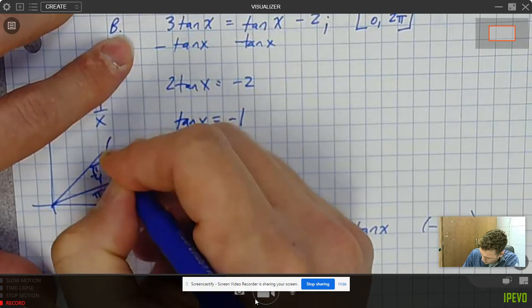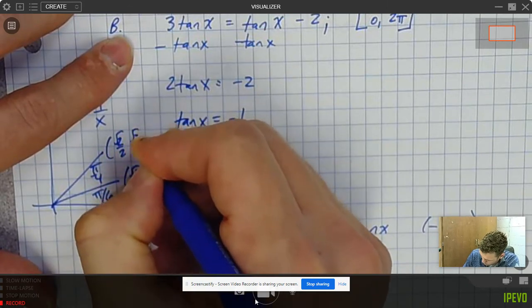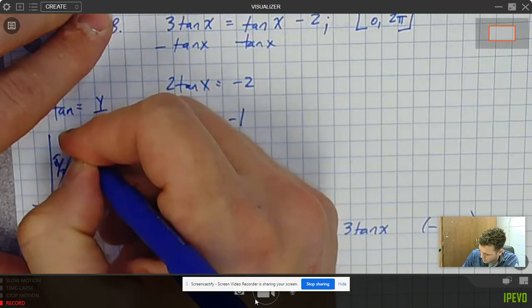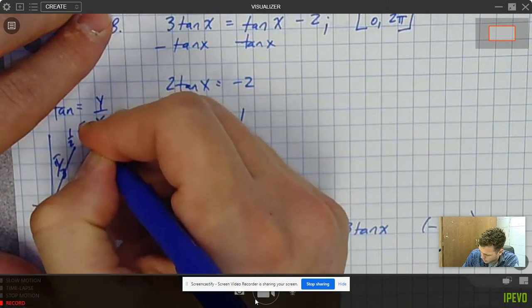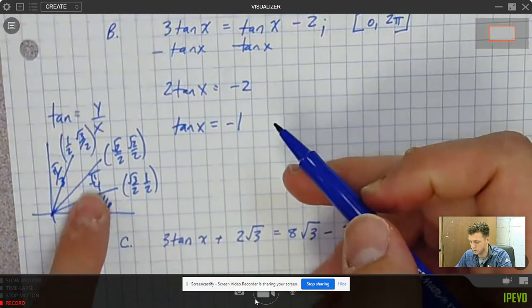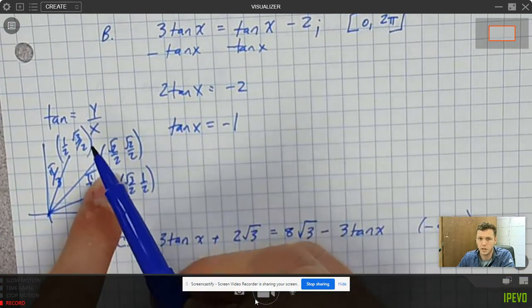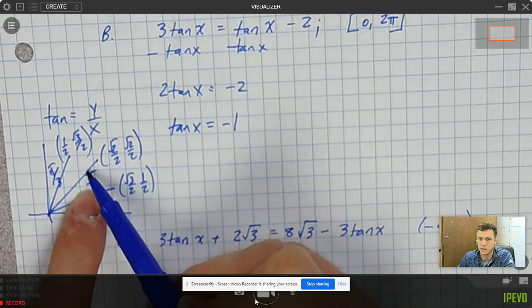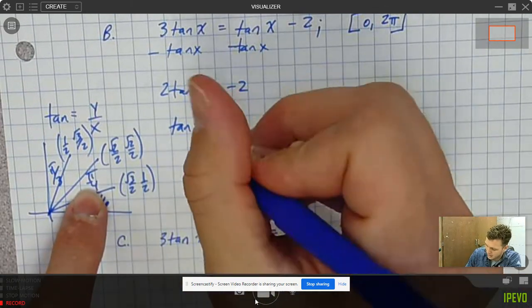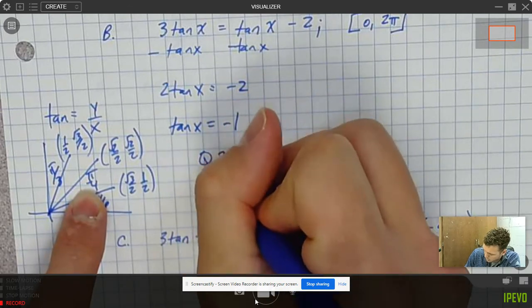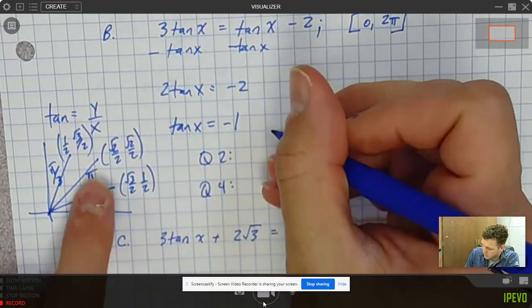So we know it's that reference angle of 45 degrees, but tangent is negative in quadrants 2 and 4. Okay, so it's going to be the reference angles of 45 degrees in those quadrants. So it's 3 pi over 4 and 7 pi over 4. Now, because we are only going 0 to 2 pi, we don't have to worry about adding the plus pi in, all right, for tangent. So these are our only answers.